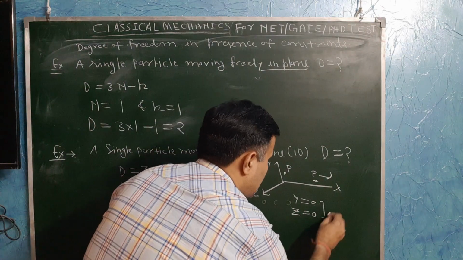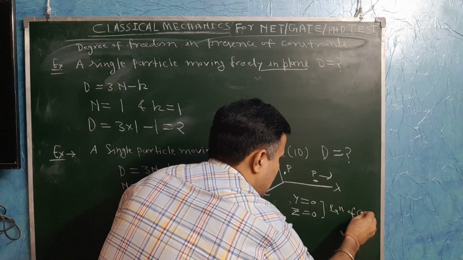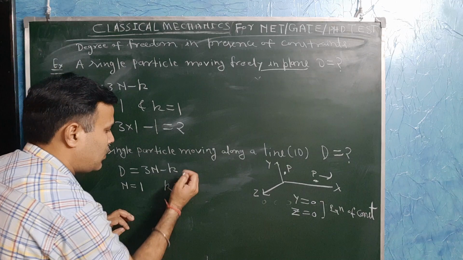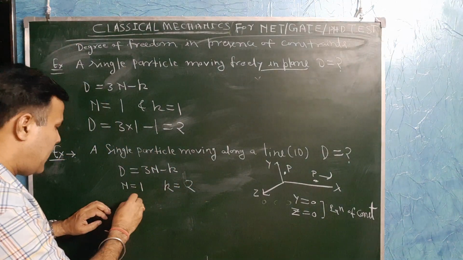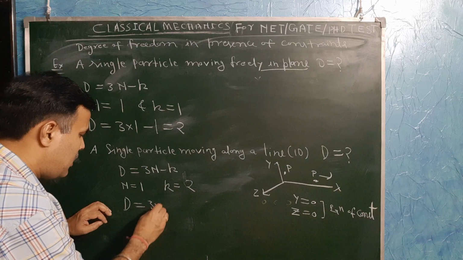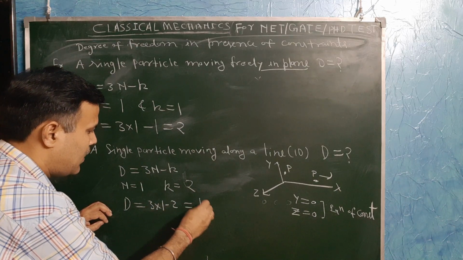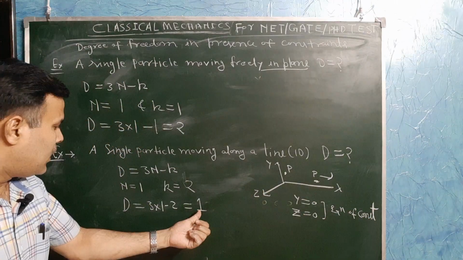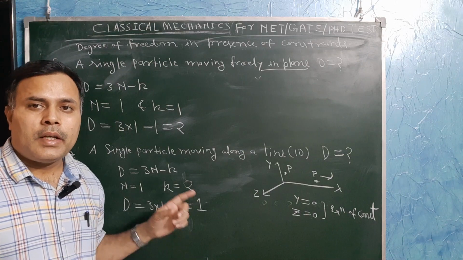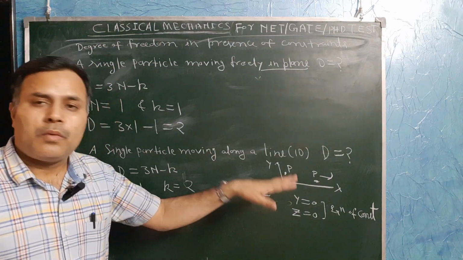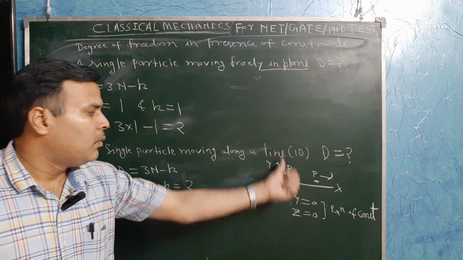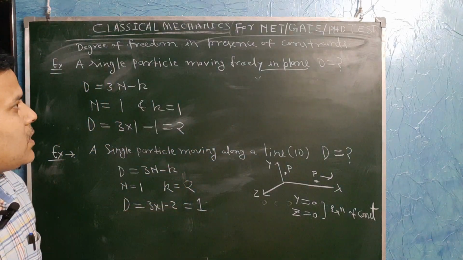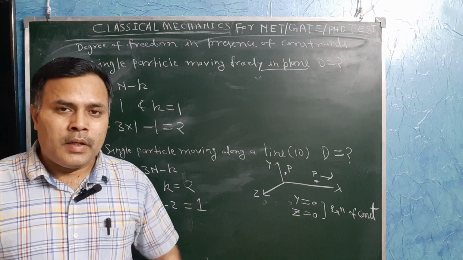So this is known as equation of constraints, and k is known as number of equations of constraints. So k is simply 2. Now putting the value of n and k, what we have? 3 into 1 minus 2. See, this is the mathematical and this is the physical explanation. So mathematically degree of freedom is 1, which means particle can move in only one independent way. It can move either along x axis or y axis or z axis. So this is the role of constraints, and this is the simplest example to understand the concept of constraints.